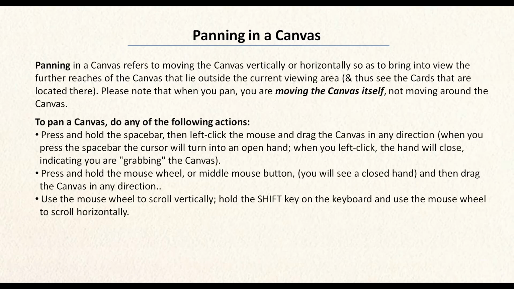To pan a canvas, you can do any one of the following actions. Press and hold the spacebar, then left-click the mouse and drag the canvas in any direction. When you press the spacebar, the cursor will turn into an open hand. When you left-click, the hand will close, indicating that you are grabbing the canvas. And then you drag it in whichever direction you want to look.